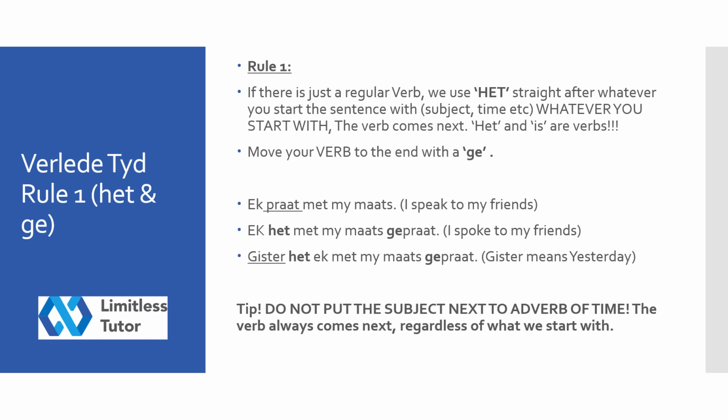So examples of this would be ek praat met my maats, ek het met my maats gepraat. Notice how we put the het in the place where the praat was before. Gister is a time word, so if we had to start with our time, we'd say gister het ek met my maats gepraat. And then just a little tip, you never put the subject next to an adverb of time. So if you said gister, you wouldn't say gister ek het. Whatever we start with, the verb comes next. So gister het ek met my maats gepraat. The verb always comes next, regardless of what we start with.